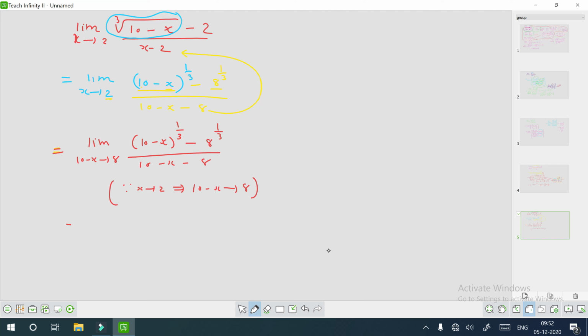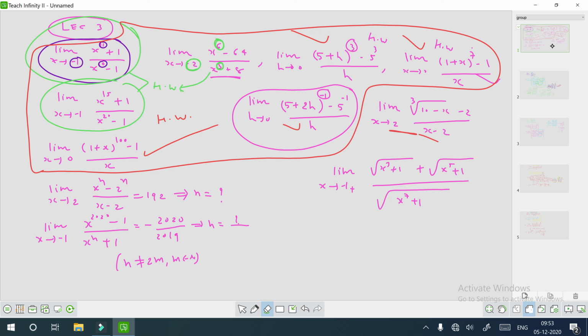Now of course it is in that standard form. 1 by 3, 8 raised to 1 by 3 minus 1. 1 by 3, 2 cube raised to minus 2 by 3. So 1 by 3, 2 raised to minus 2. So that comes out 1 by 12. Clear? Of course. So now you are able to solve this type of question.